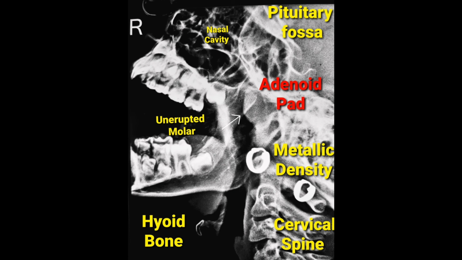Here in this X-ray you can see the enlarged adenoid which is impinging on the airway. Here in this X-ray the enlarged adenoid has been marked with a small white arrow. In addition, you can see metallic density round foreign bodies which are probably the earrings worn by the child.